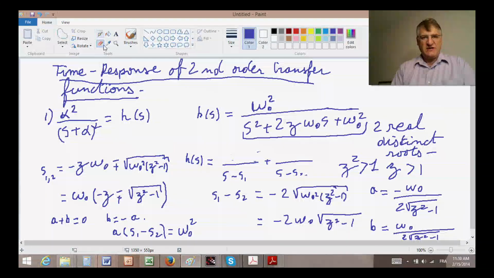Let me put a and b back, because obviously I don't have the room to do that. So what area can I clear? I will clear this area here.